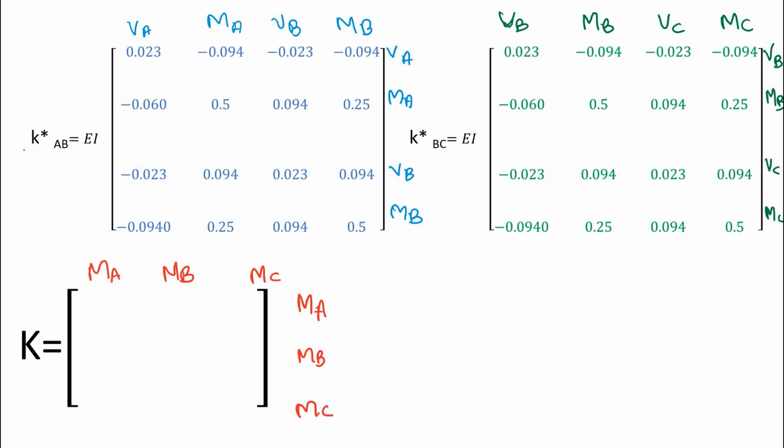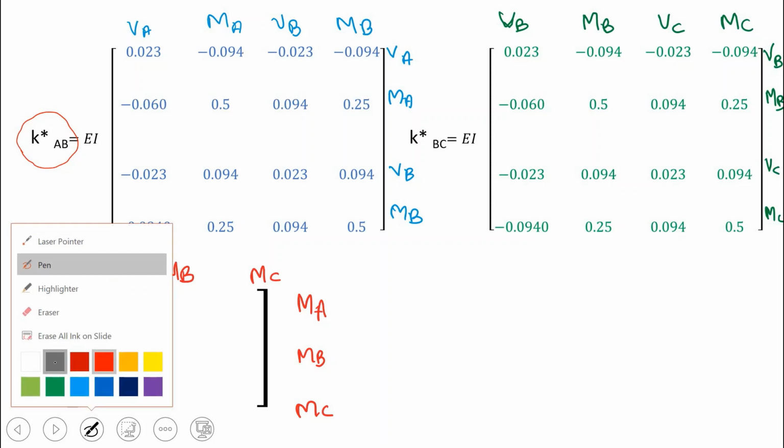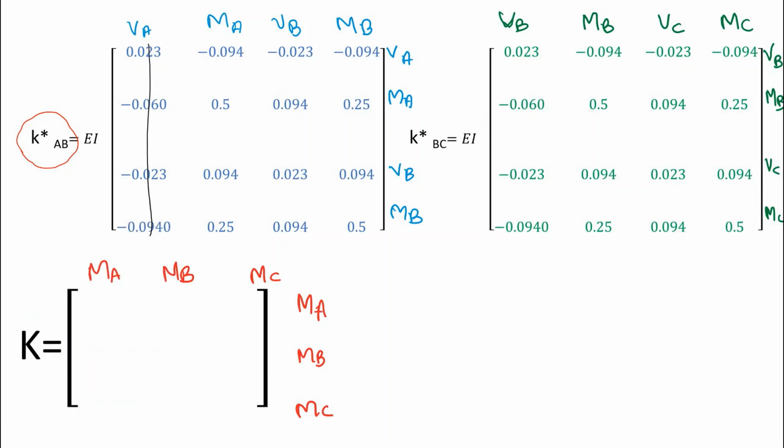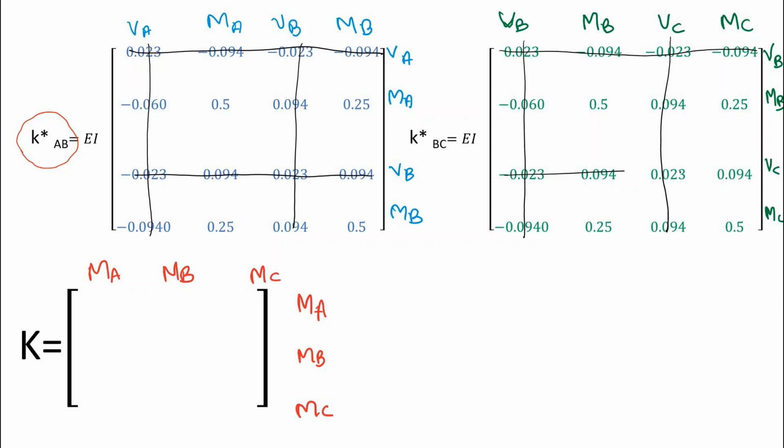So when we consider the element stiffness matrix K star AB, you can see we have VA, VB, MA and MB. And similarly for K star BC, we have VB, MB, VC and MC. But we need only MA, MB, MC. So except MA, MB, MC, I am cutting off all the other values. Okay, so I am going to cut the column corresponding to VA and VB, and similarly the row corresponding to VA and VB. And here we don't need VB and VC, and the row corresponding to VB and VC is also neglected. So what is left is what we require.